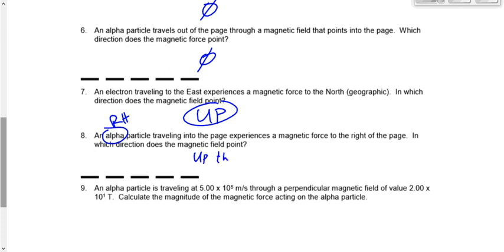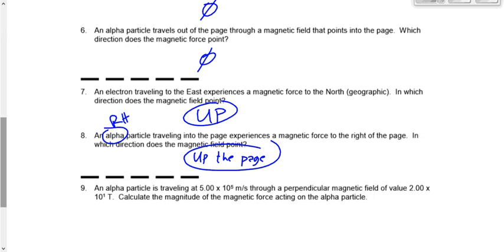Do you understand the difference between 7 and 8, where we have up versus up the page? When we've got a north or a south or an east or a west mentioned, we're talking about the earth. There's no up the page here, it's just up. When we're talking about into the page or out of the page, then we've got to make our frame of reference the page, and it's going to be up the page, down the page, whatever.